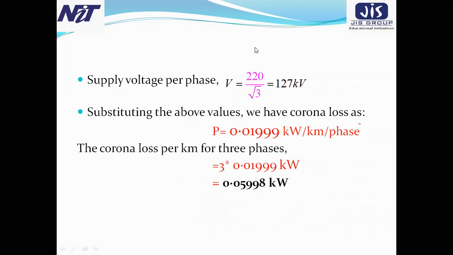The value of P is 0.01999 kilowatt per kilometer per phase. The coronal loss per kilometer for 3 phases: we have to multiply this power loss value by 3. So the total coronal loss per kilometer for 3 phases is 0.05998 kilowatt. In this way, we can solve the problem.